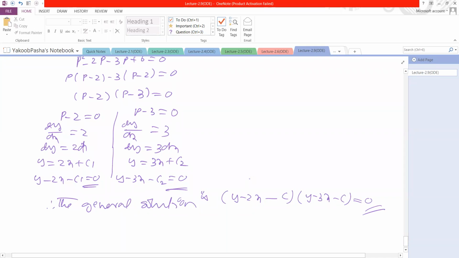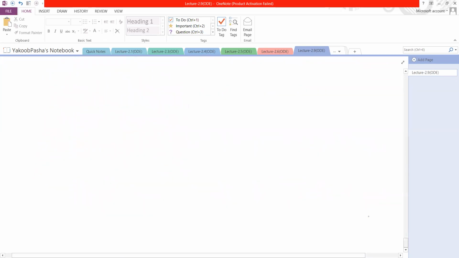I am taking one question, it is also from PL, Polytechnic Lecturers. Solve the differential equation p square minus 7p plus 12 is equal to 0, where p equal to dy by dx.